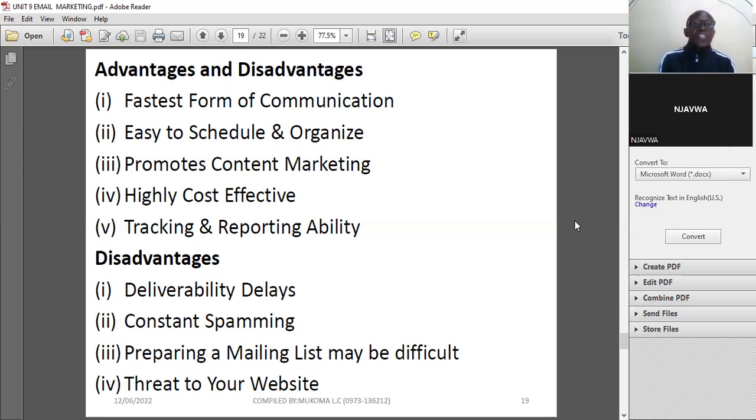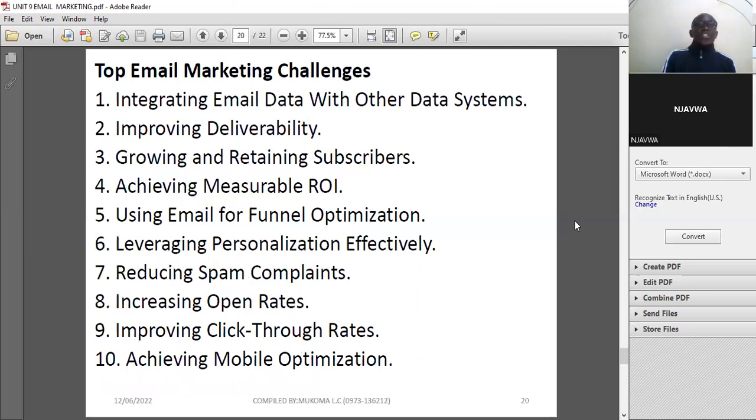But it has its own disadvantages. Deliverability delays. Some people, you send them an email, it will take them 3 days to read. I don't know why they have those email boxes and addresses. Constant spamming. Preparing a mailing list may be difficult. You have to compile all the email addresses of your prospective customers. Threat to your website. These are some of the risks or disadvantages of email marketing.